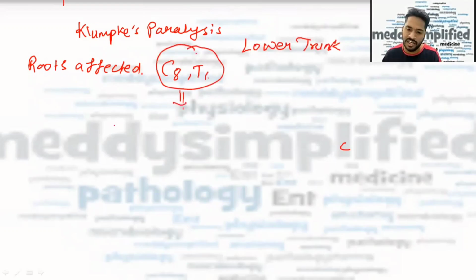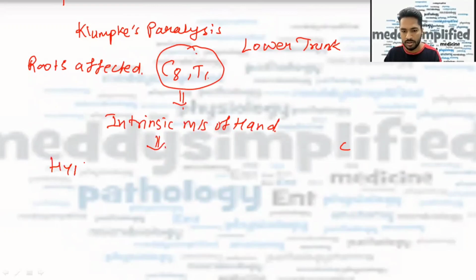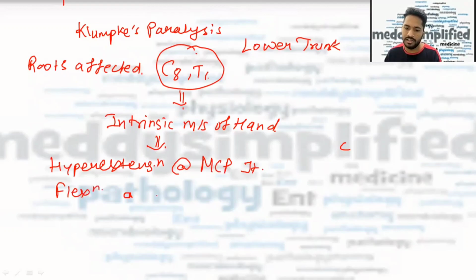This usually supplies the intrinsic muscles of the hand, and if it gets damaged, it leads to hyperextension at the metacarpophalangeal joint and flexion at the interphalangeal joint, IP joint, right? So the metacarpophalangeal joint, the knuckle area between the metacarpals, gets hyperextended, and then the interphalangeal joint gets bent. If you can see it properly, this is called claw hand.